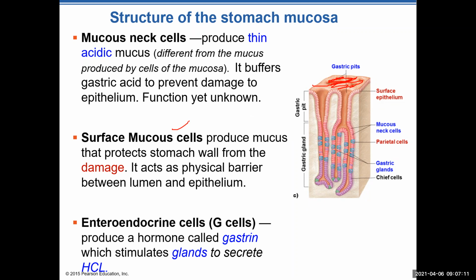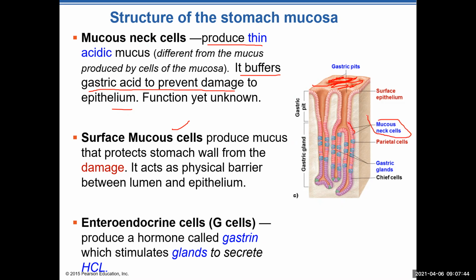And other than that, we also have goblet cells in the intestines. They also produce the mucus, okay? Other than that, we also have the mucous neck cells, which also produce a thin mucus. And it is said that it buffers the gastric acid so that it cannot damage the surface epithelia. But there are many functions of these mucous neck cells which we are not aware of, these dark pink colored cells which you see over here.